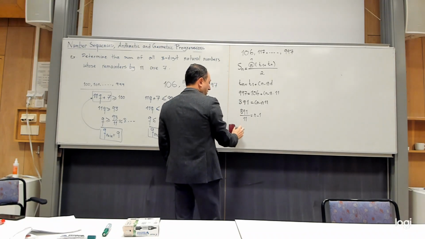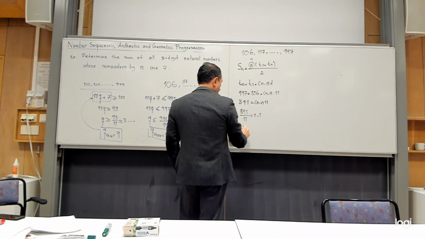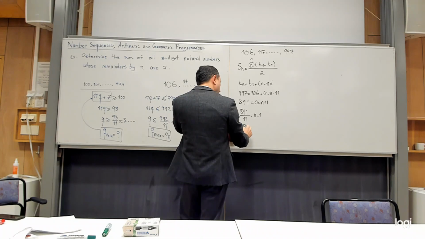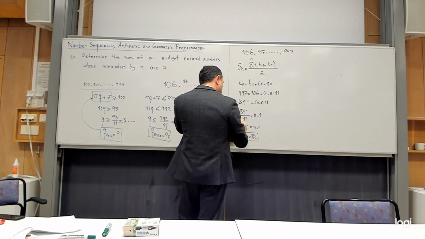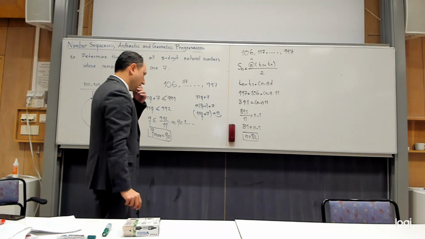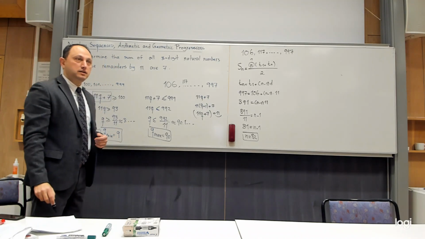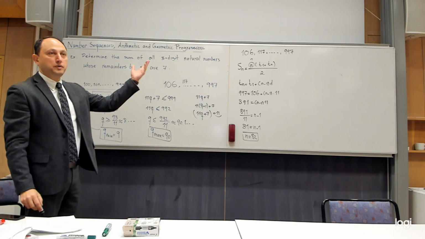So this becomes how much? 81, yes? And then n becomes 82. Yes. So n becomes 82. So I know that n is 82. I put it back and I get my answer.